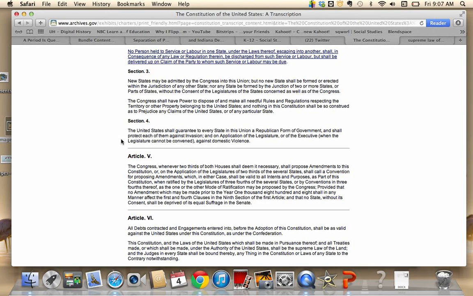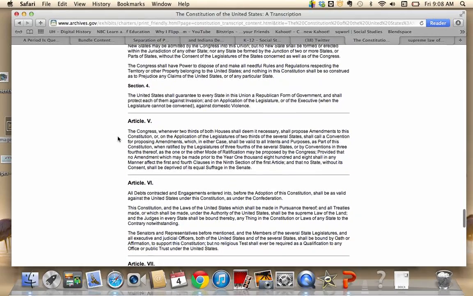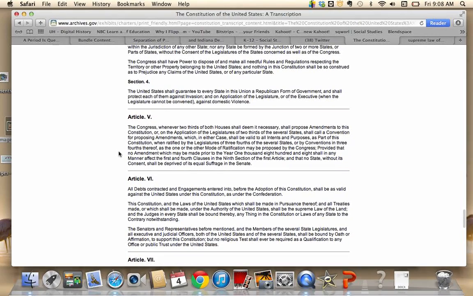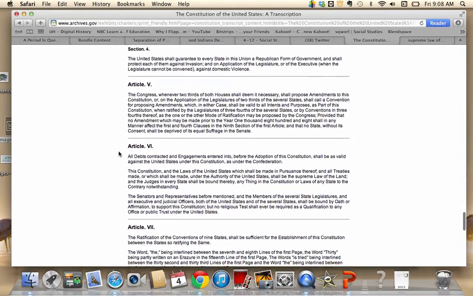This is where we have that guarantee of a republican form of government, and that if you attack one, you attack all. This is very important. When the terrorists attacked on 9/11, the attacks took place in New York and Washington, D.C., and the plane that went down in Pennsylvania. But it wasn't like, okay, we're going to let them take care of their own business. You attack one of us, you attack all of us. Then Article 5, this is the specific outline of how we amend the Constitution.